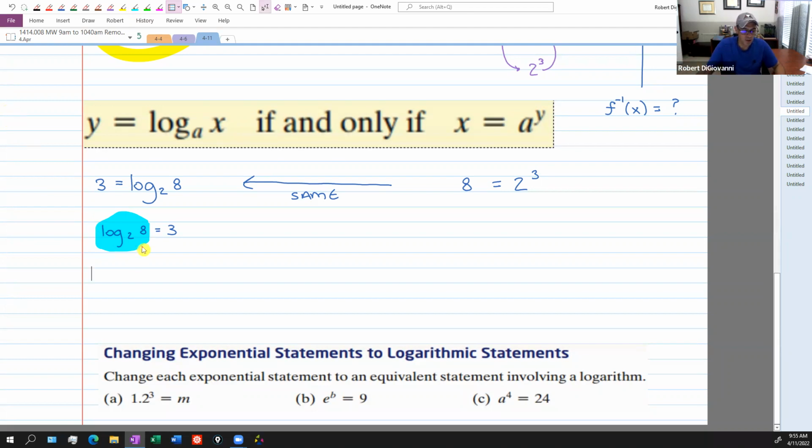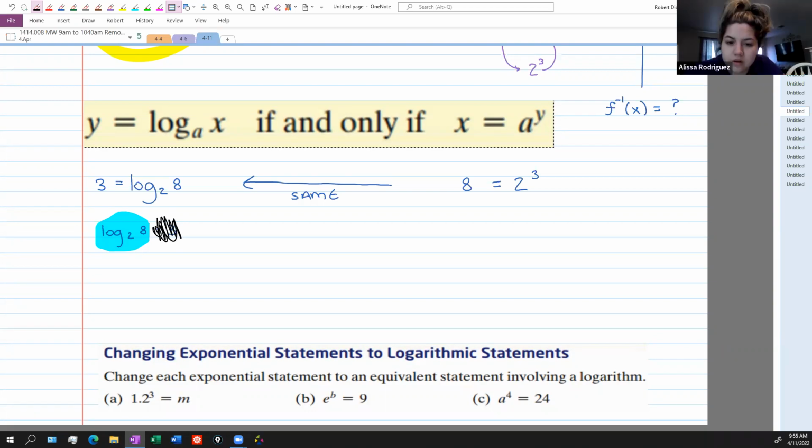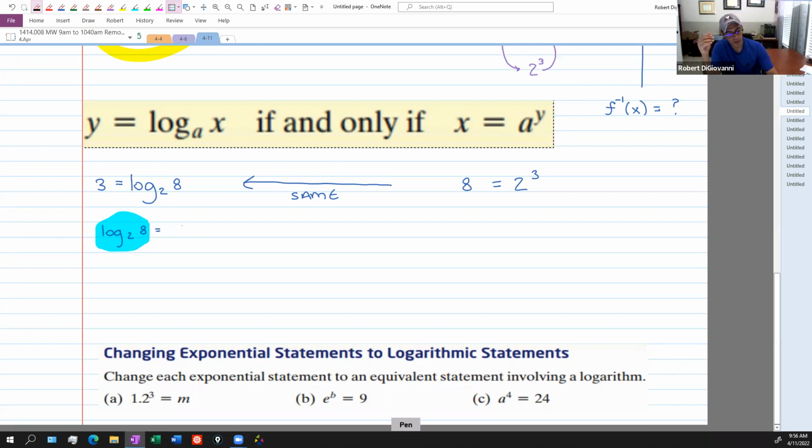So imagine that you didn't know this 3 was here. Imagine you didn't know that that was equal to 3, and I asked you, hey, what's log base 2 of 8? What you have to be thinking is, 2 to what power is 8? The third, right? But then that's not an algebraic operation. That's a mental exercise, isn't it? 2 to what power is 8? Oh, 3.